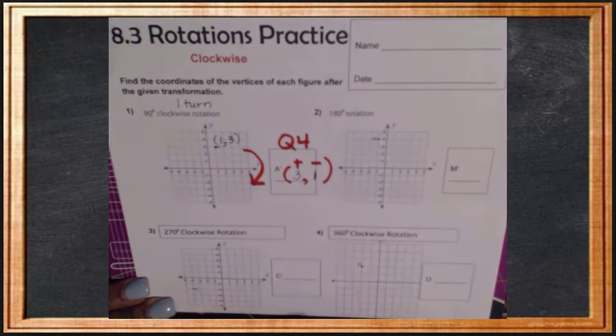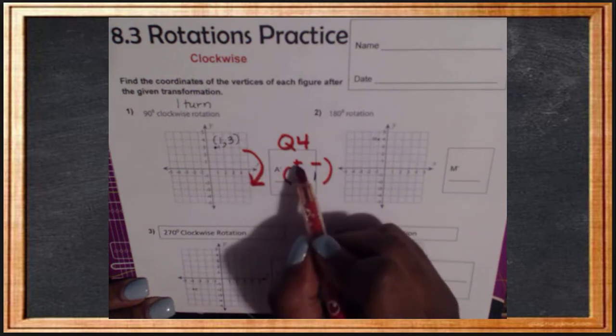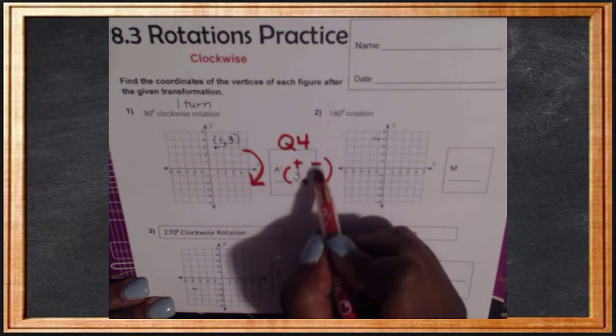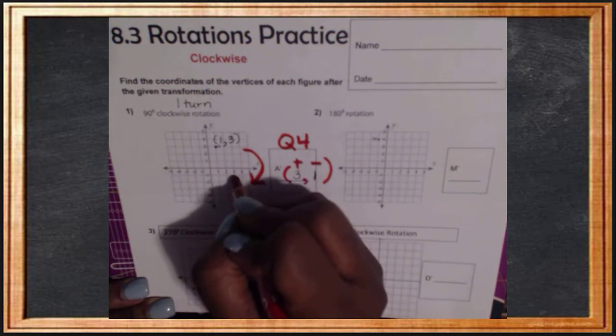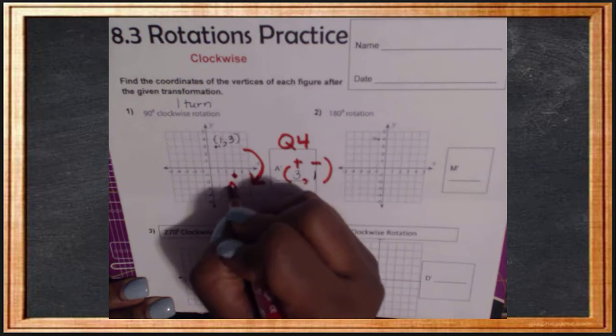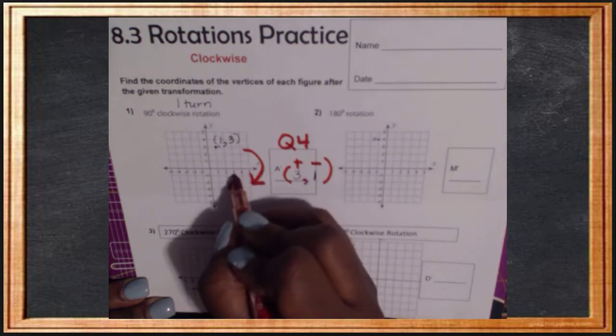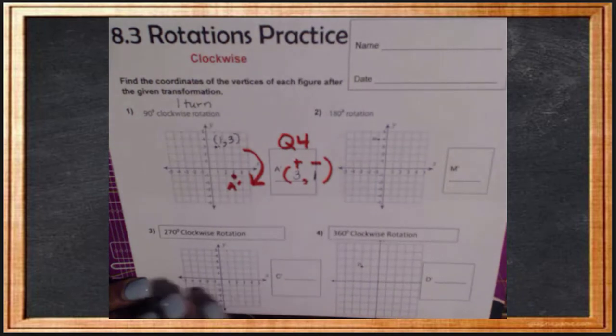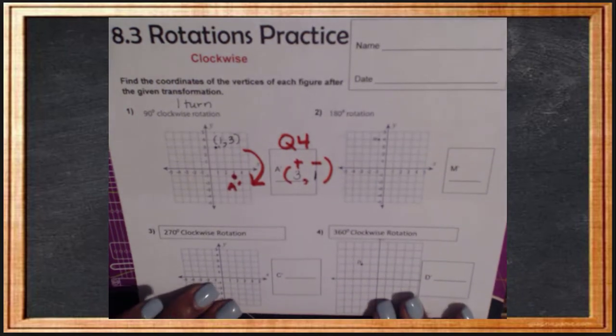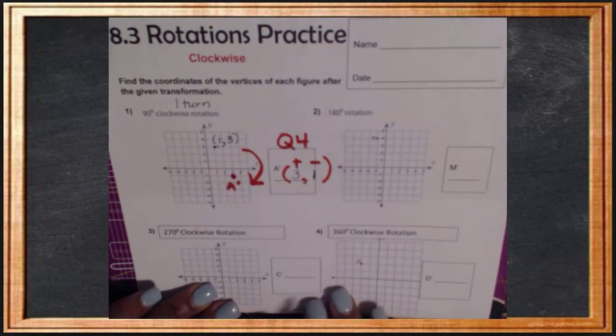Now, our new ordered pair for our 90-degree clockwise rotation, X is positive 3, Y is negative 1. Positive 3, negative 1 is right here. So here is A prime. All right, let's move on over to example number 2.